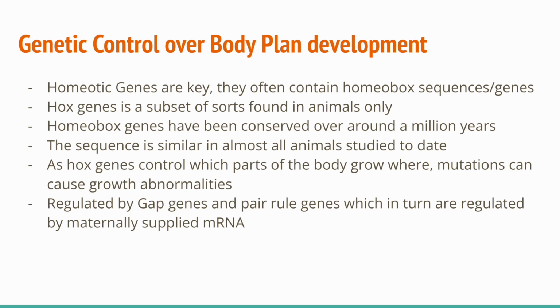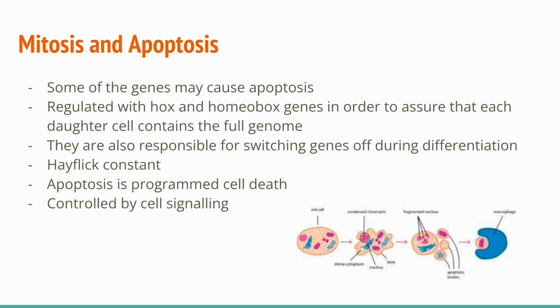Molecular evidence shows that homeobox genes were found millions of years ago and that they arose in early ancestors and have been conserved since then. The sequence is similar in all animals studied to date. A subset of these is Hox genes, which are found only in animals. Hox genes control which body parts grow where. In mutated Hox genes, there can be growth abnormalities. Hox genes can also be involved in stimulating mitosis or apoptosis.